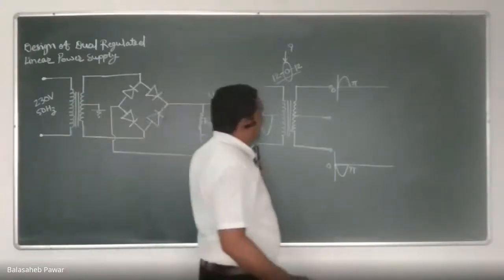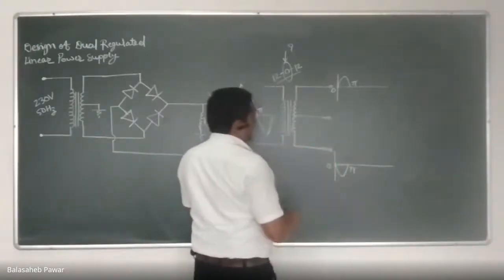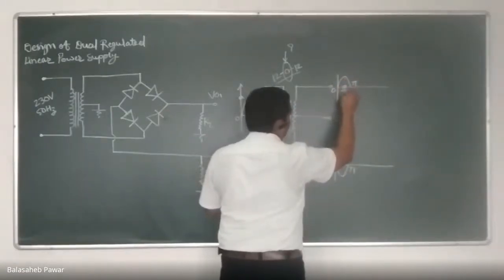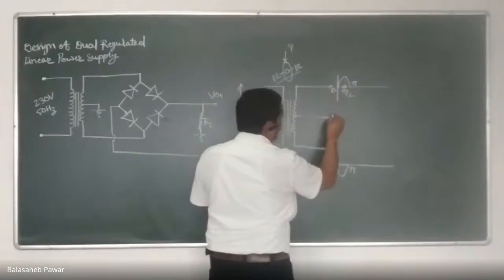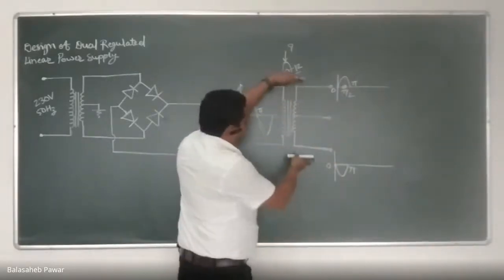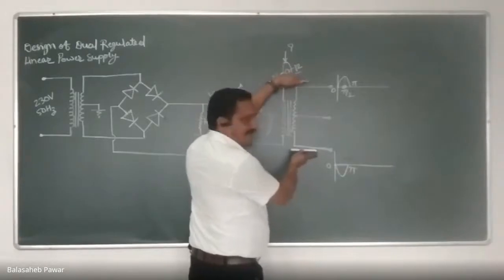Now try to find out at pi by 2, suppose, how much will be the potential at this terminal. Now, before going to that, see, we are considering that property of inductor end to end, right?